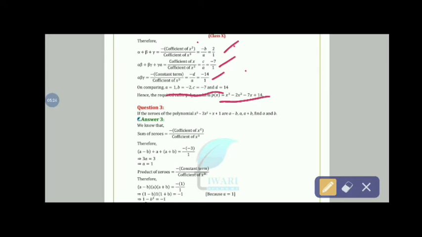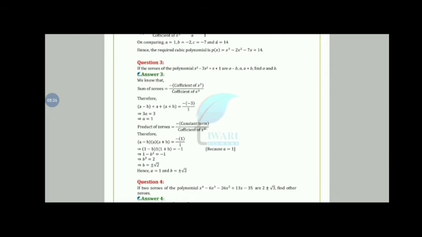In question number 3, it is given that the zeros of the polynomial x raised to power 3 minus 3x square plus x plus 1 are a minus b, a and a plus b. So now we know the sum of the zeros is minus coefficient of x square over coefficient of x cube. So therefore we have a minus b plus a plus a plus b, so the sum is equal to 3a, that is a is equal to 1. Therefore the product is minus constant term over coefficient of x cube, so that is a minus b into a into a plus b is equal to minus 1.